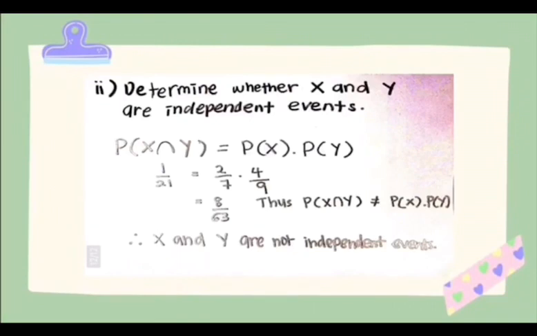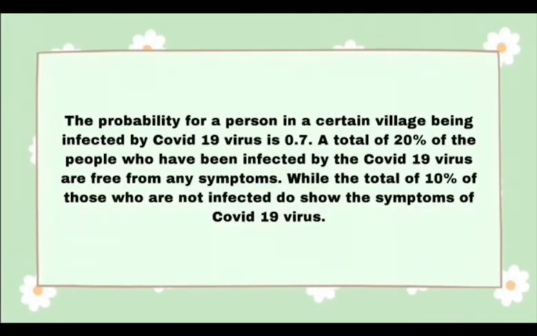Question 2. Determine whether X and Y are independent events. The probabilities must be the same value. So we write P(X intersection Y) equal to P(X) times P(Y). We got P(X intersection Y) equal to 1 over 21. P(X) is 2 over 7 times P(Y) 4 over 9, so P(X) times P(Y) is 8 over 63. Since P(X intersection Y) is not equal to P(X) times P(Y), X and Y are not independent events.